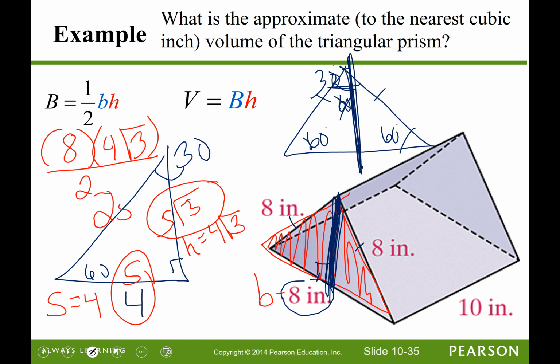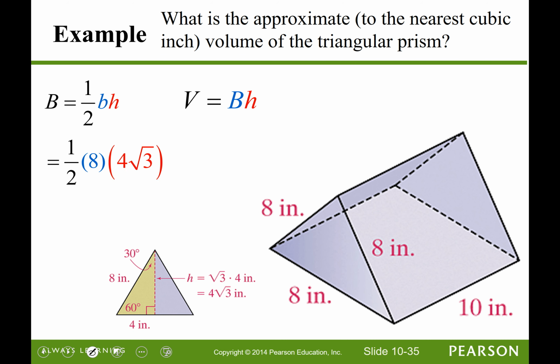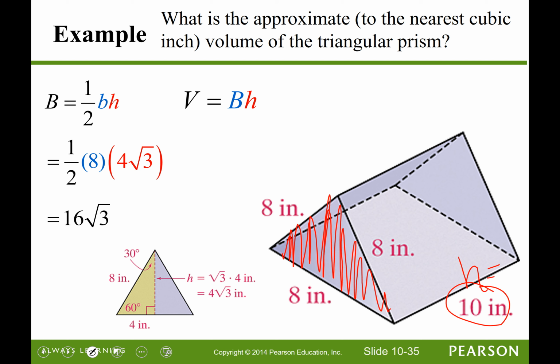Okay, I'm going to erase all that. Show you what it looks like. There it is, typed up nicer. And that right there is 16 radical 3 square inches to fill this base right here. And then we multiply that by the height of the prism, giving us approximately 277 cubic inches.